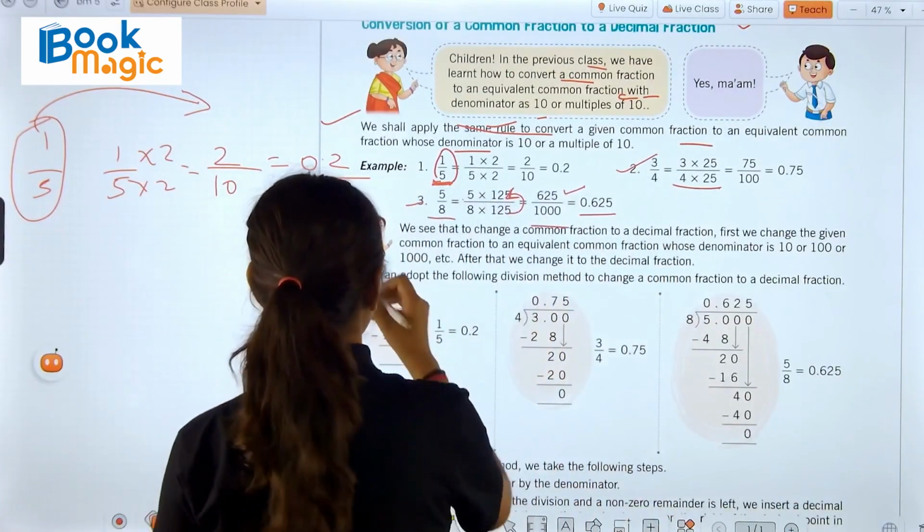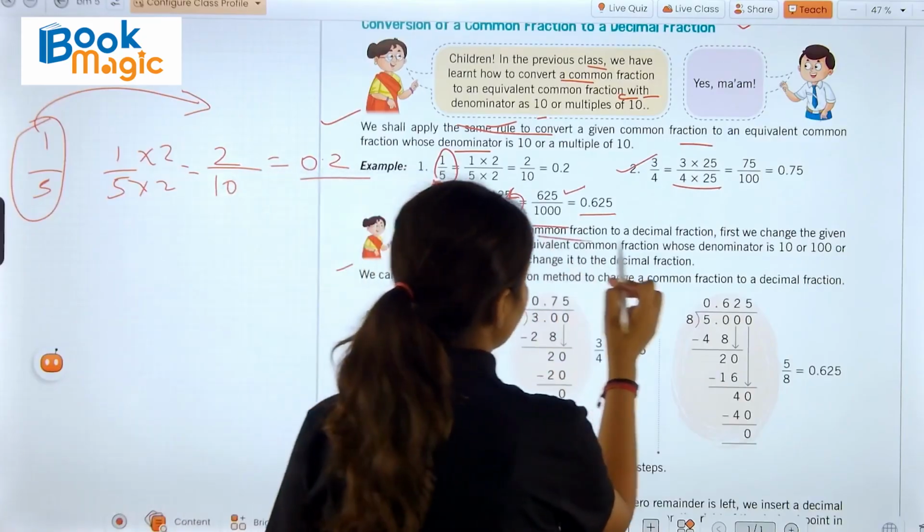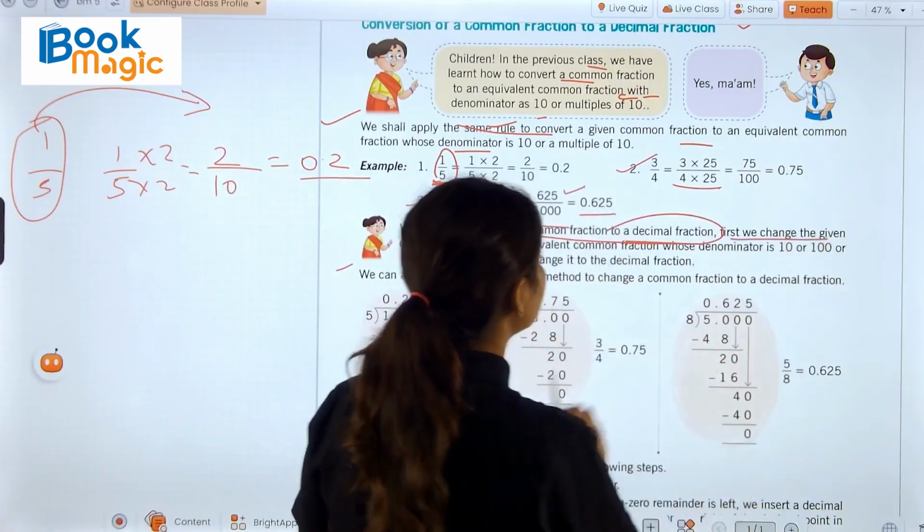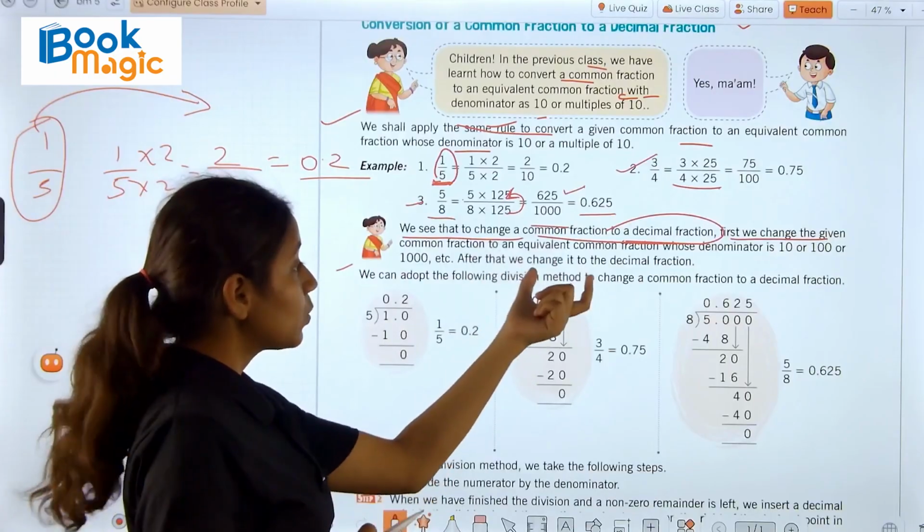Okay. Now the teacher is saying, we see that to change a common fraction to a decimal fraction, first we change the common fraction to an equivalent common fraction.